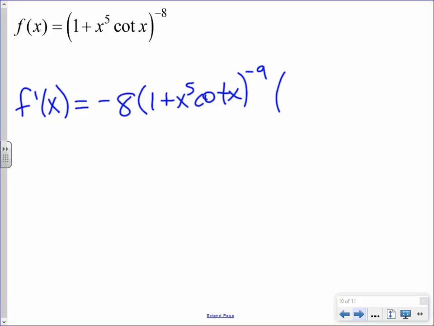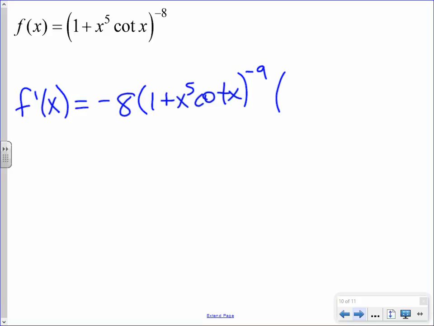What's the derivative of 1? 0. How do we take a derivative of x to the 5th times cotangent of x? The product rule. Did you hear me say x to the fifth times cotangent of x? It is a product. We have to use the product rule.